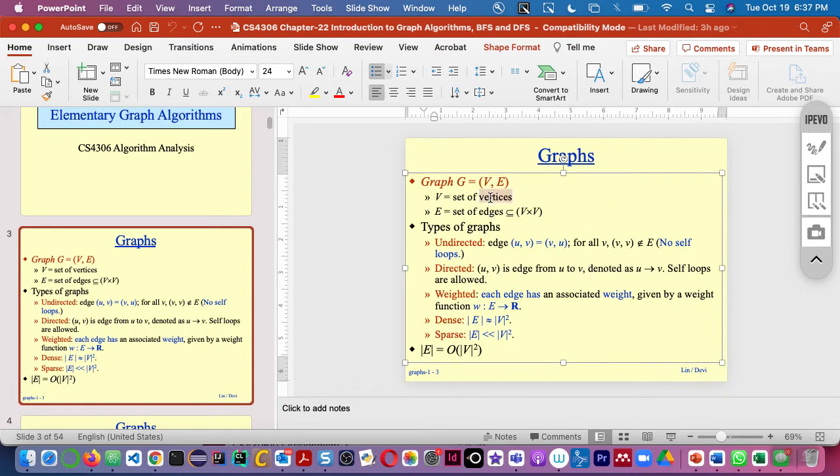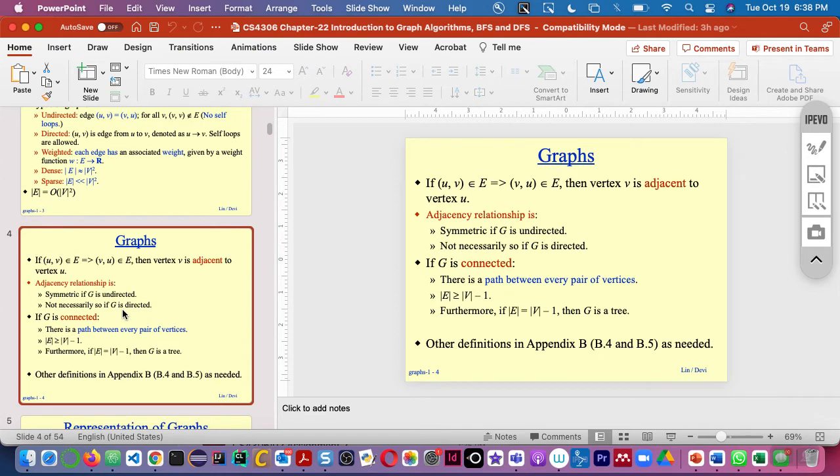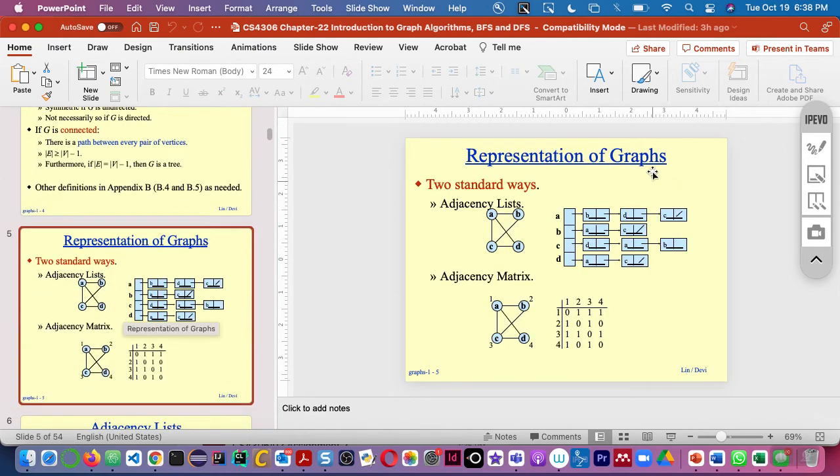We are familiar with apps like GPS apps. GPS apps use graphs behind the scenes. Starting from a source point, they show directions to another point. Let me show you a picture of a graph. These are nodes A, B, C, and D.